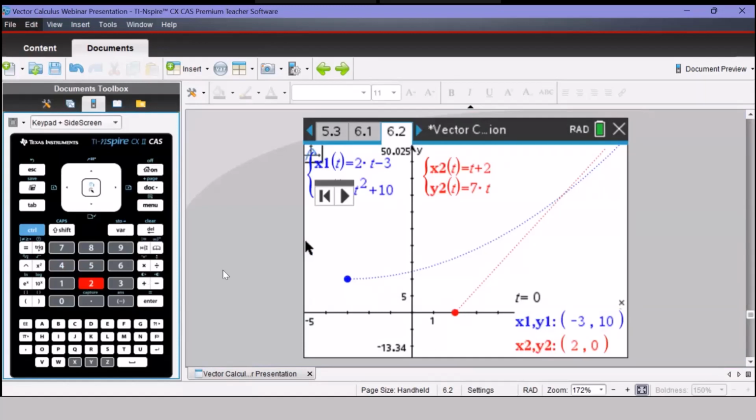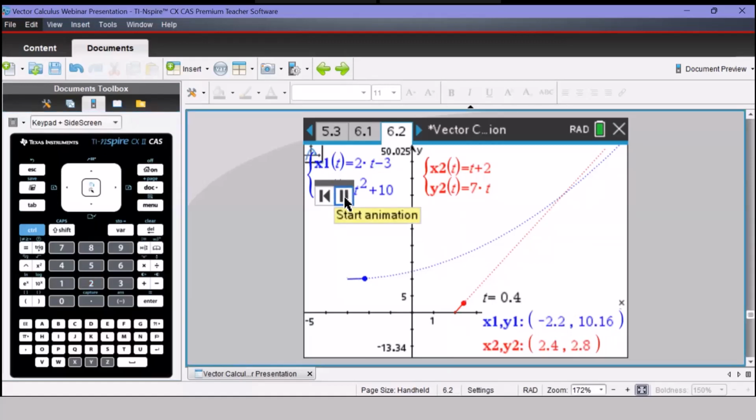Now, I'll see how I go here. I'm probably not going to be able to stop them at the right times, but before we start, their initial positions. Position vector 1 is starting at -3, 10. It's on that curvy pathway. And position vector 2 is starting at 2, 0. So we're away.